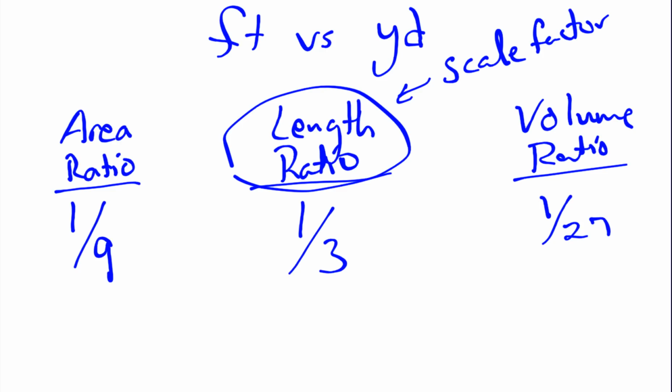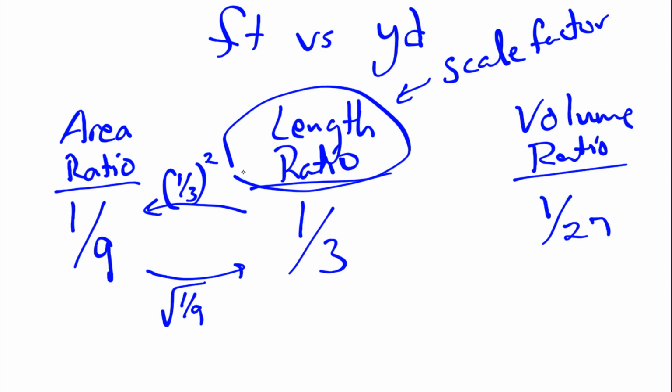Now what you have to know how to do is, when you are given a length ratio, you have to be able to convert it to an area ratio, or take an area ratio and convert it back to a length ratio. To take a length ratio and convert it to an area ratio, we take the length ratio and we square it. To take an area ratio and convert it back to a length ratio, the opposite of squaring would be the square root.